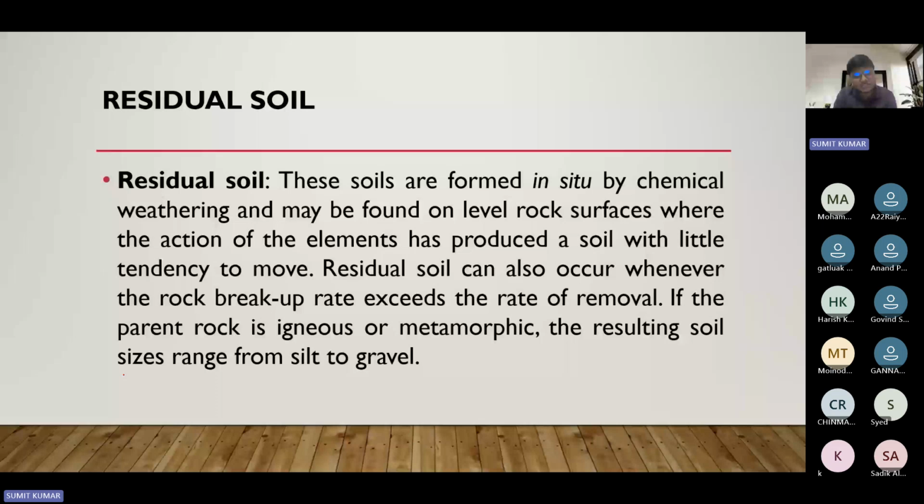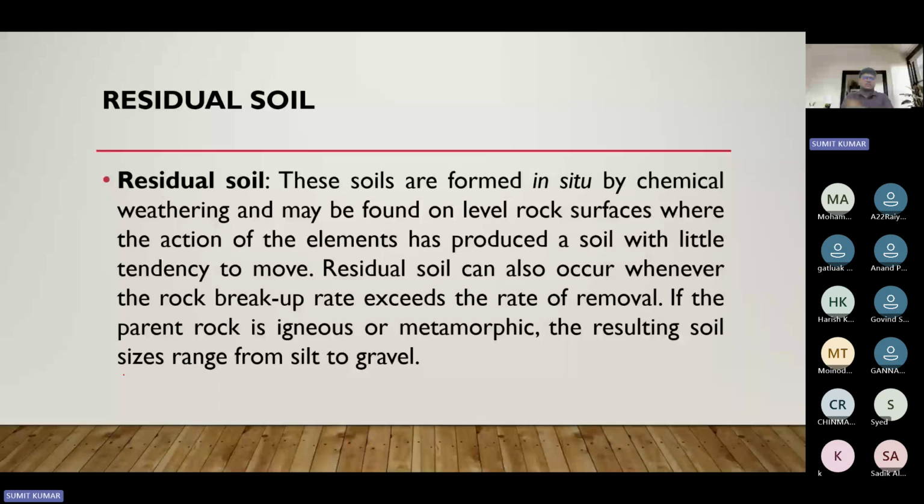These soils are formed in situ by chemical weathering and may be found on the level of the rock surface, where the action of the elements has produced the soil with little tendency to move. Residual soil can also occur whenever the rock break-up rate exceeds the rate of removal. If the parent rock is igneous or metamorphic, the residual soil size ranges from silt to gravel.